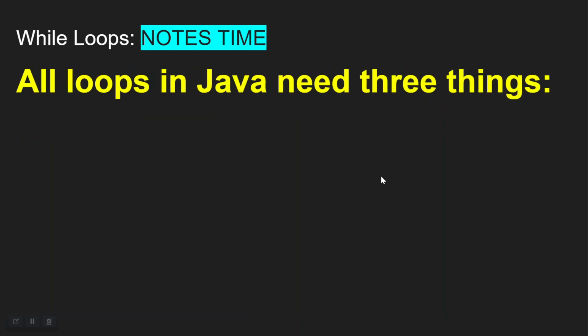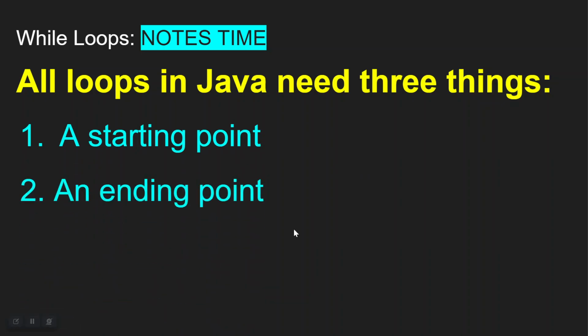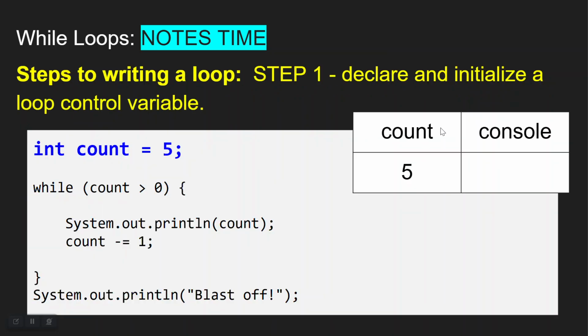All right. Now, the main thing to get out of this first lesson in loops is that all loops in Java need to have 3 things. They need to have a starting point, so you have to tell them where to begin. They need to have an end point. The loop does need to stop at some point in the program. And then finally, they need to have a way to move forward. So they need to know where to start, they need to know where to end, and they need to have a way to move forward from the starting point to the ending point. So those 3 components are what all loops in Java need in order to happen.